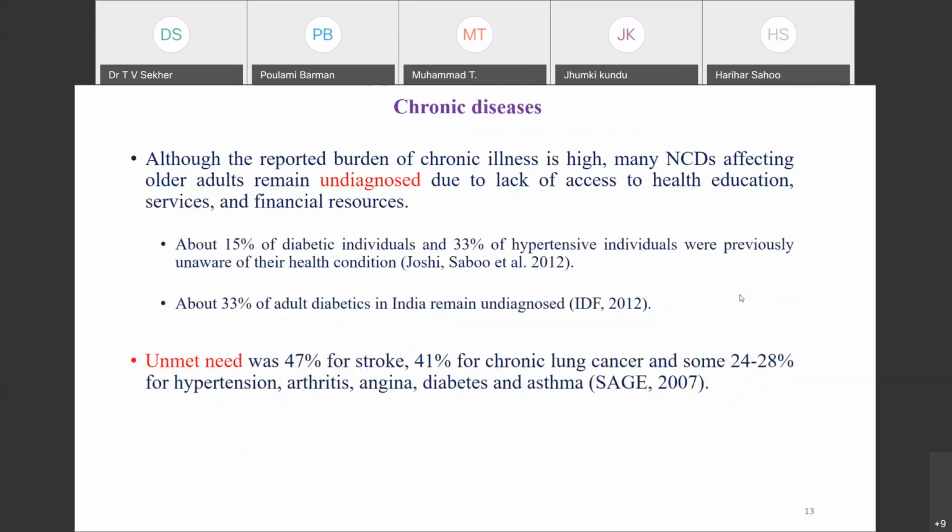Although the reported burden of chronic illness is high, many NCDs affecting older adults remain undiagnosed, due to lack of access to health education services and financial resources. Unmet need was more prominent with respect to stroke as well as chronic lung disease, and about one-fourth for hypertension, arthritis, angina, diabetes and asthma.